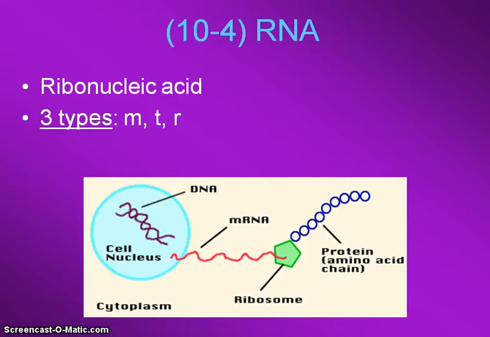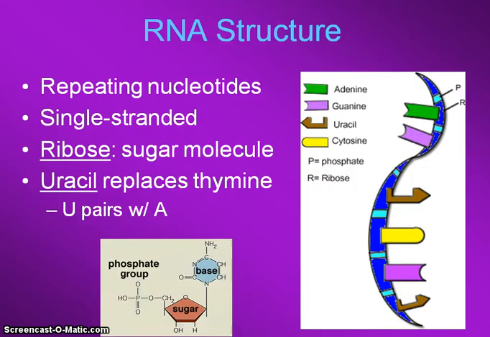Chapter 10, Section 4 is on the structure of RNA and also on protein synthesis. RNA is a ribonucleic acid, and there are three types that we'll look at: mRNA, tRNA, and rRNA. The structure is also made up of repeating nucleotides, just like DNA is. Here's our nucleotide with our phosphate group, our sugar, and our base.